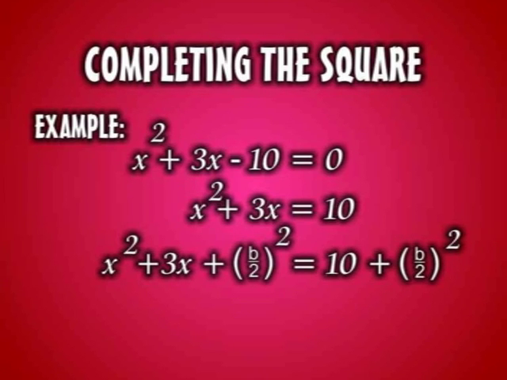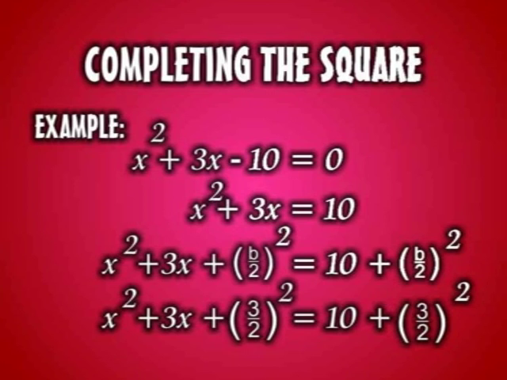The b value in this case is 3. Remember, our standard equation is in the form ax squared plus bx plus c. That means that in this case our a value is 1, our b value is positive 3, and our c value is negative 10. The equation will read x squared plus 3x plus 3 over 2 squared is equal to 10 plus 3 over 2 squared.